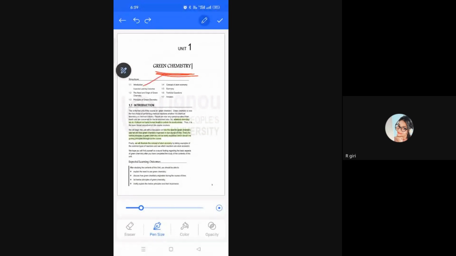These are the syllabus: learning outcomes, introduction, need and origin of green chemistry, principles of green chemistry, concept of atom economy, summary, terminal questions and answers. Several questions are given at the chapter end, and answers are also given. You have to practice them.